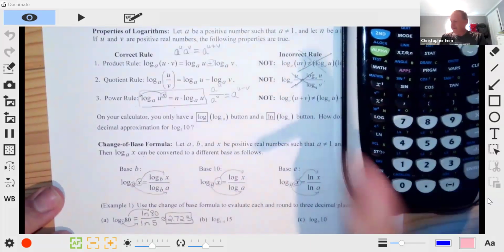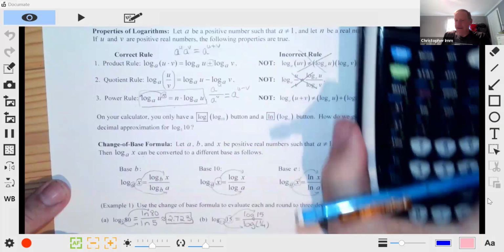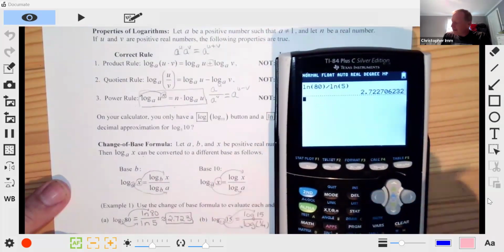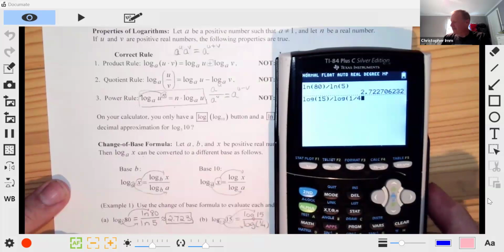I can also use the common log. Let's write this one as log base 10 of 15 over log base 10 of 1/4. Again, I can use my calculator. So log this time of 15 divided by log of 1/4. It doesn't matter which I use as long as I use the same one. And that's going to be about negative 1.953.